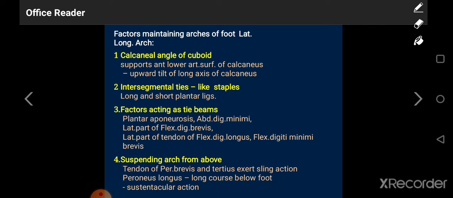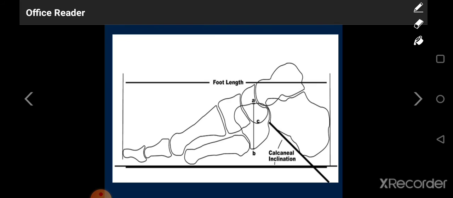So here we have enumerated the factors which are maintaining the lateral longitudinal arch. First is the calcaneal angle of the cuboid, which supports the anterior lower articular surface of the calcaneus, that is the upward tilt of the long axis of the calcaneus. So here is the calcaneal inclination.